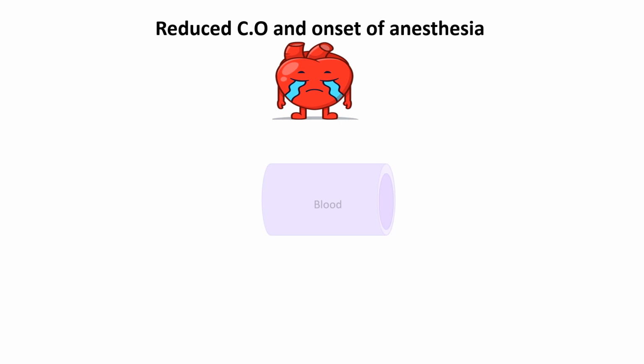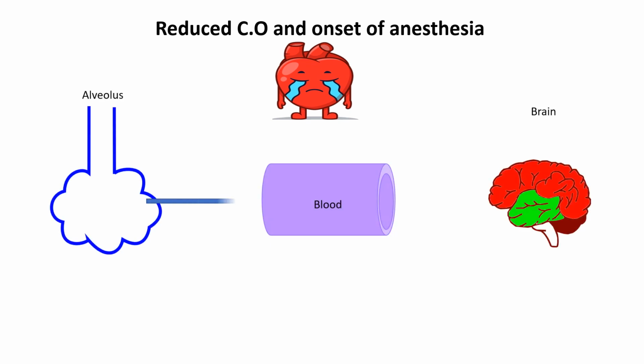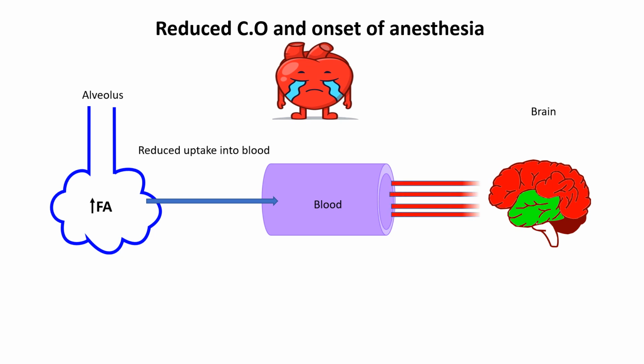With reduced cardiac output, less anesthetic is taken up by the blood, causing the alveolar partial pressure to rise more quickly. This results in faster equilibration between the alveoli and the brain, leading to a quicker onset of anesthesia.